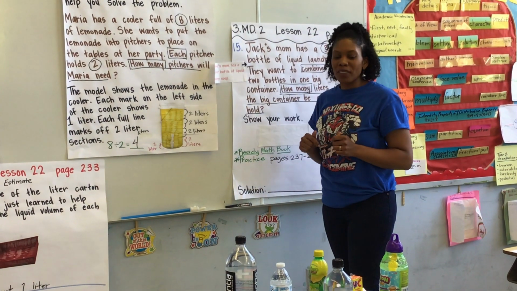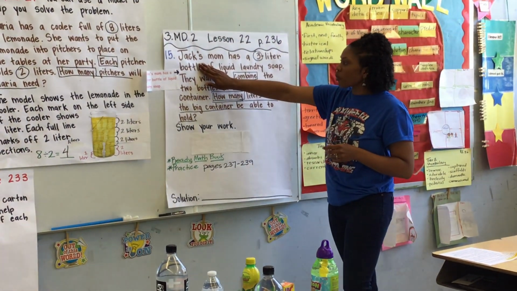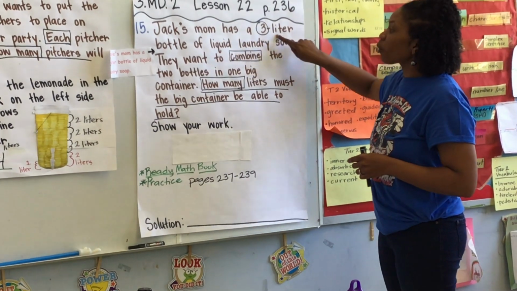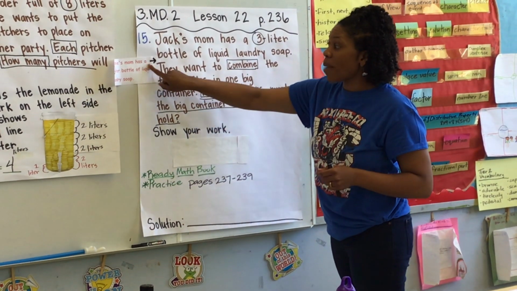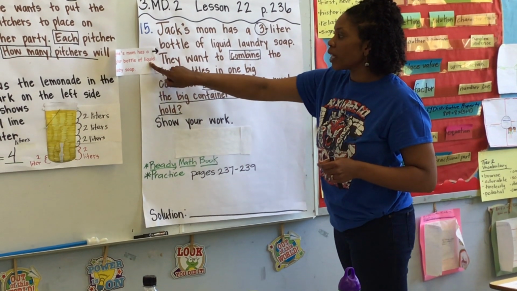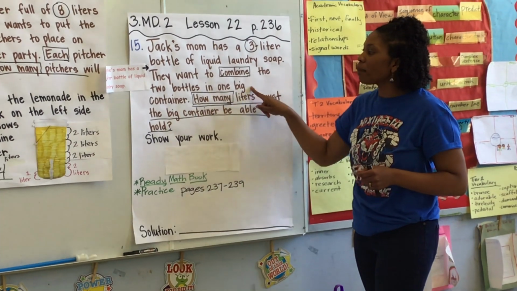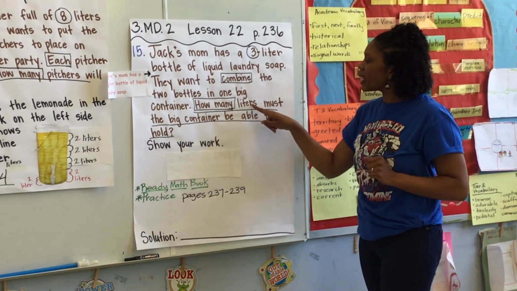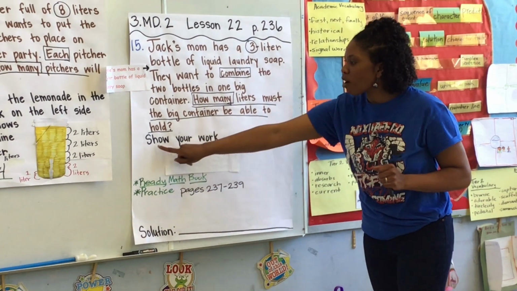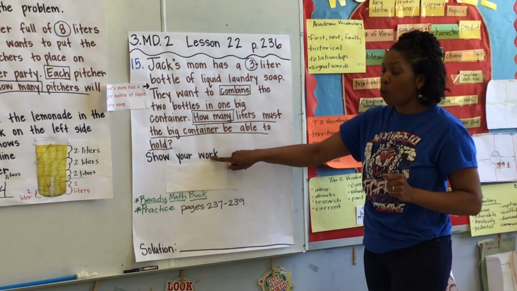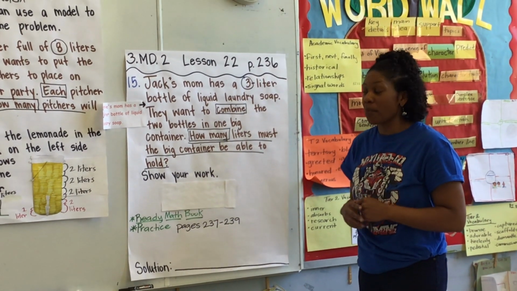Since we've gone over this, let's try one more together. This word problem reads, Jack's mom has a 3-liter bottle of liquid laundry soap. Sophie's mom has a 5-liter bottle of liquid laundry soap. They want to combine the 2 bottles in one big container. How many liters must the big container be able to hold? And notice here it says, show your work. This is found on page 236 in your Ready Math book.